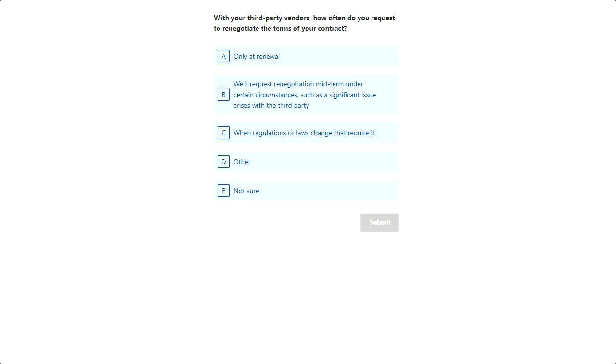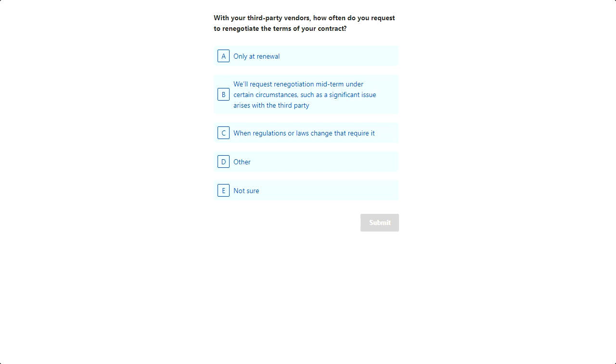And here's the next poll question. With your third-party vendors, how often do you request to renegotiate the terms of your contract? Only at renewal? We will request renegotiation midterm under certain circumstances, such as a significant issue with a third party, when regulations or laws change that require it, other, or not sure.